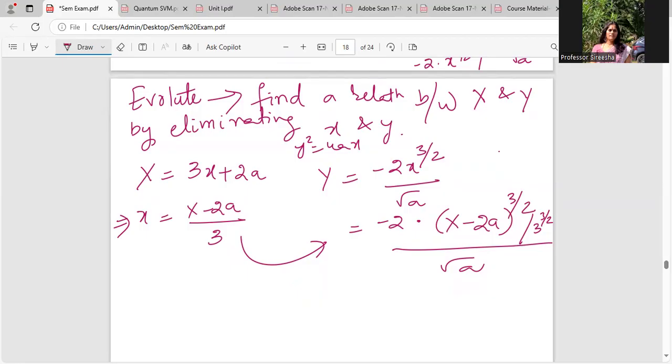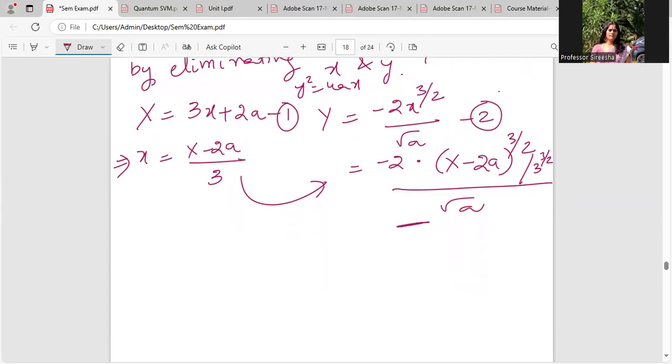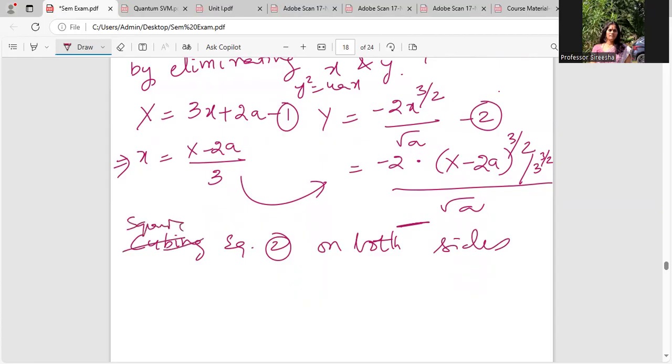What that is, I can just take, let this be equation 1 and let this be equation 2. Because this is looking complicated, I can as well go like this: squaring equation 2 on both sides. What I will be getting is y squared equal to minus 2x whole power 3 by 2 whole power 2 by root a whole square.